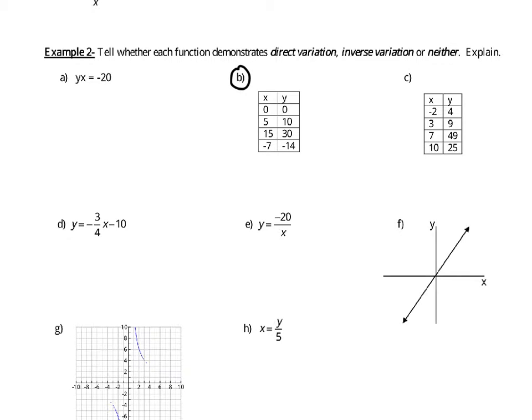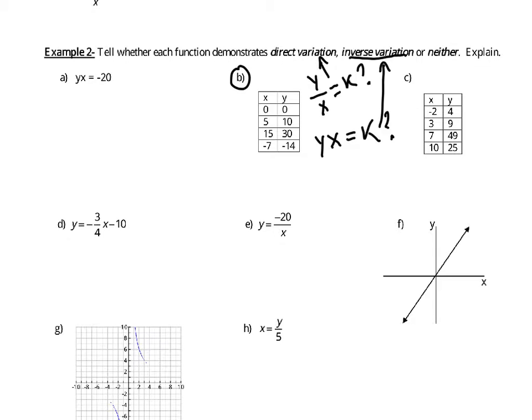Well, I have a table of values, so if I'm trying to see first if it's direct variation, I should check whether y divided by x equals k. If so, it's direct variation. If it's inverse variation, remember y times x would produce k. And if neither of these things happen, then I would suspect that it was neither. So let's run these tests.